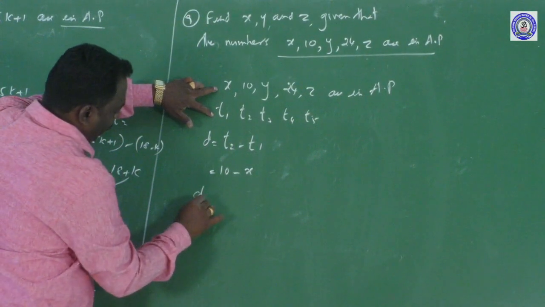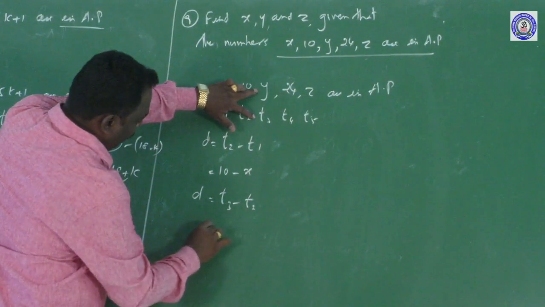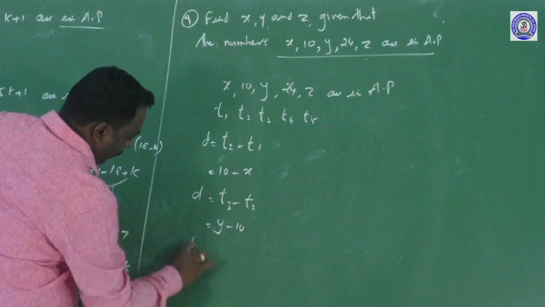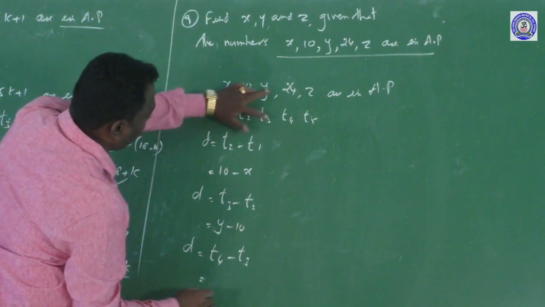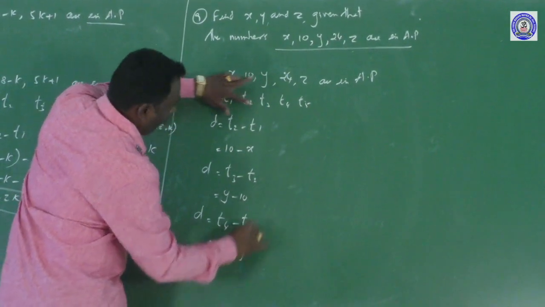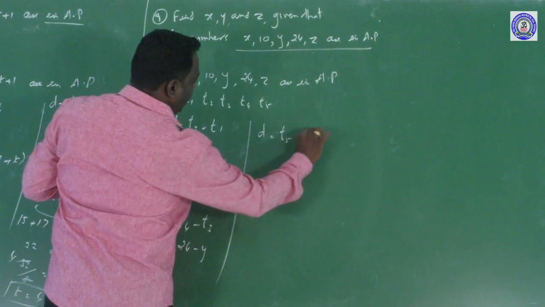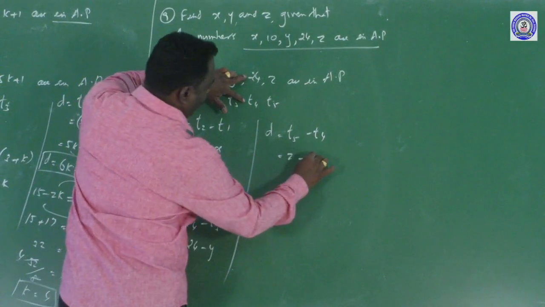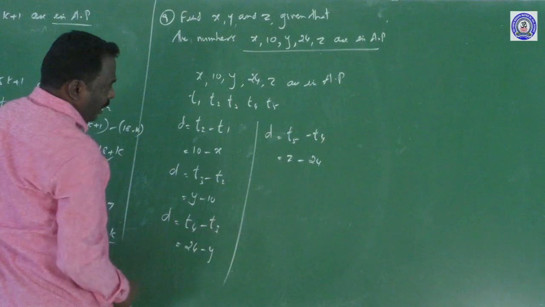Again find the common difference d equal to third term minus second term. Third term equals y, second term equals 10. Again find the common difference d equal to fourth term minus third term. Fourth term equals 24, third term equals y. And then find the common difference d equal to t5 minus t4. Fifth term equals z, and fourth term equals 24. Now just equate the values.